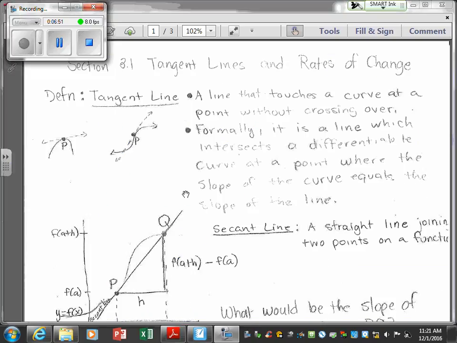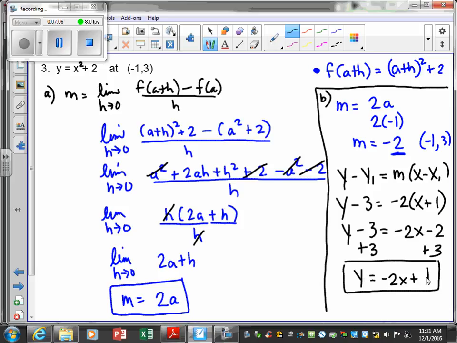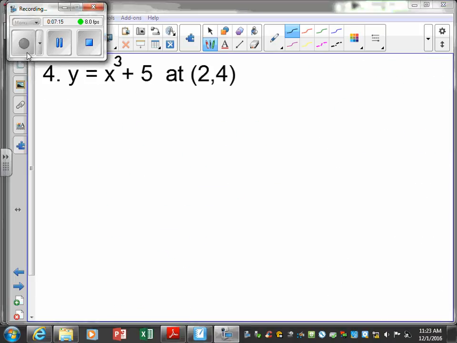What we've done in the past couple of cases is they've given us a function. So let's just say they've given us this function right here, and they ask us to find the equation of this dotted line or tangent line at a particular point. So that's what we've been doing algebraically. So this is the equation of the tangent line at the particular point, negative 1, 3. Okay, next example.